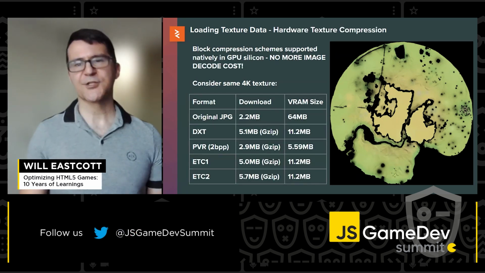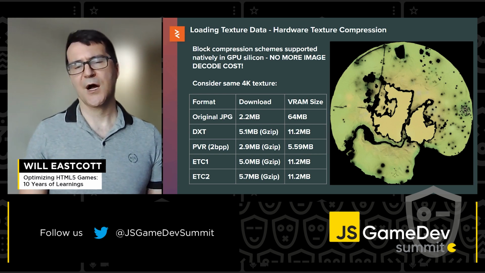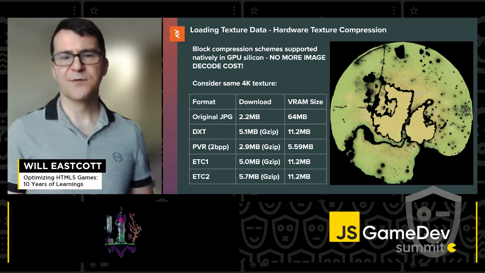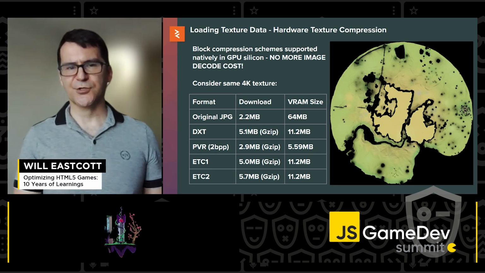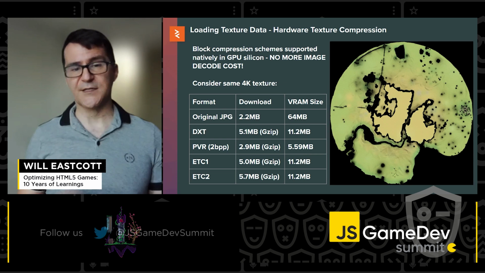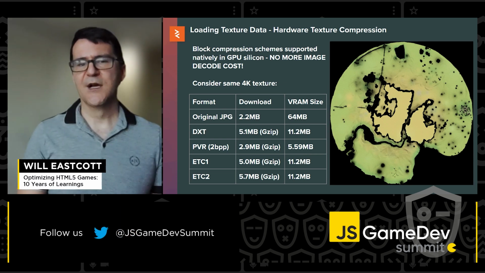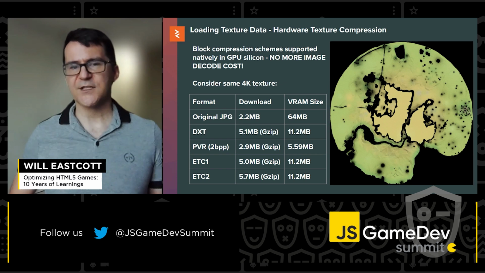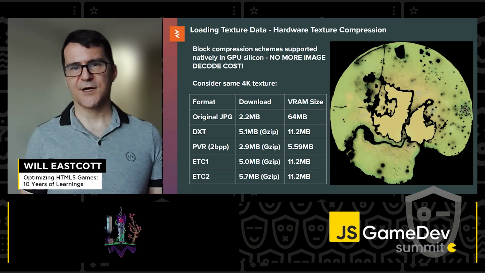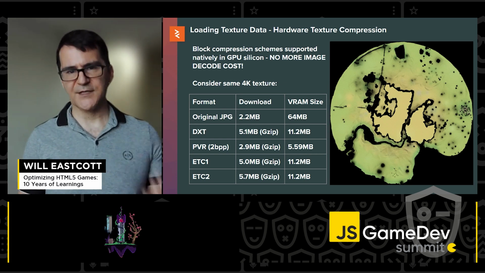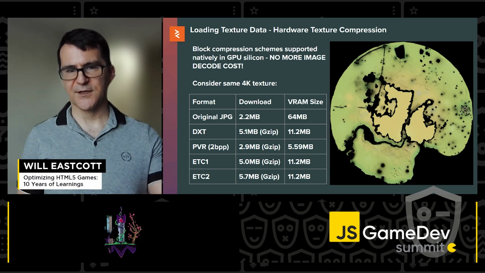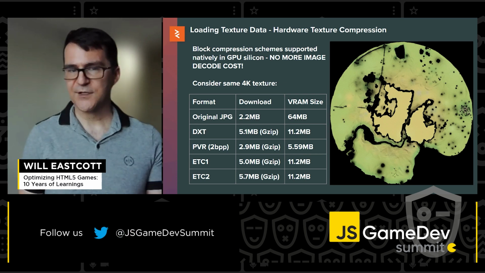Luckily, we have hardware texture compression that we can use to load more optimized texture data. So if we take our original 2.2 megabyte JPEG and we crunch that down to some natively supported hardware texture formats like DXT, PVR, and ETC, we find that the sizes are actually larger than the original JPEG. But because the format of this hardware texture compression data is native to the GPU, we can just supply it to the GPU with no decode cost, which is great.